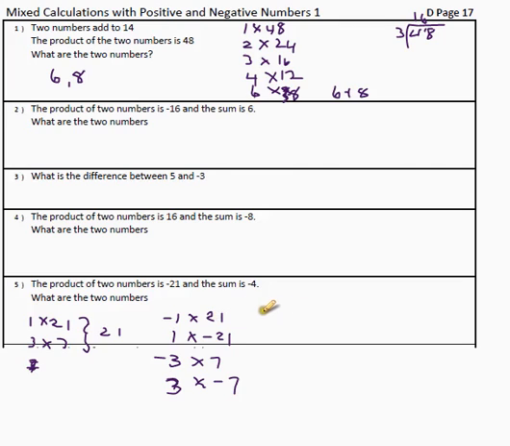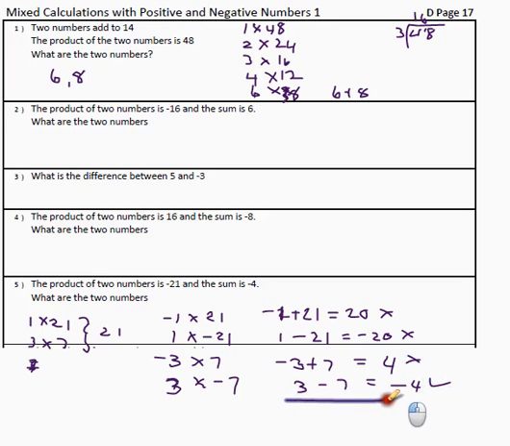Minus 1 plus 21 gives us 20. So it's not that one. Plus 1 minus 21 gives us minus 20. So that isn't minus 4. Minus 3 plus 7, what does that give you? That gives you 4. And then 3 minus 7, that gives you minus 4. So it wasn't that, it is this one.